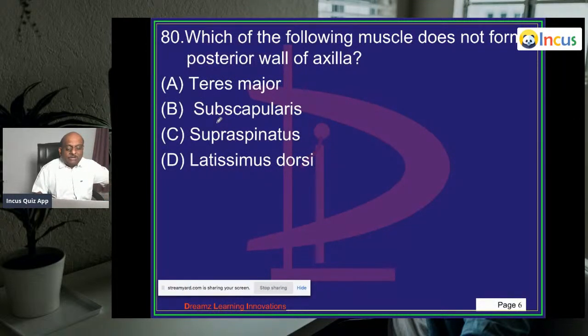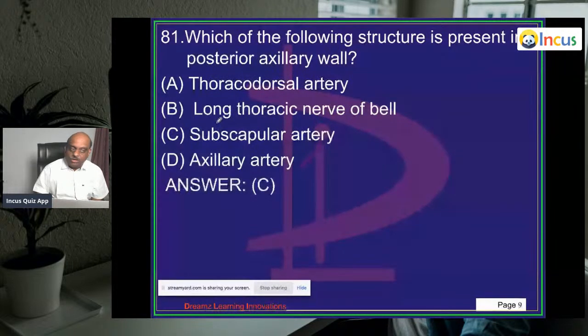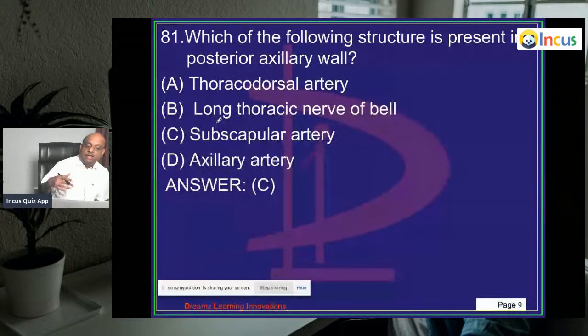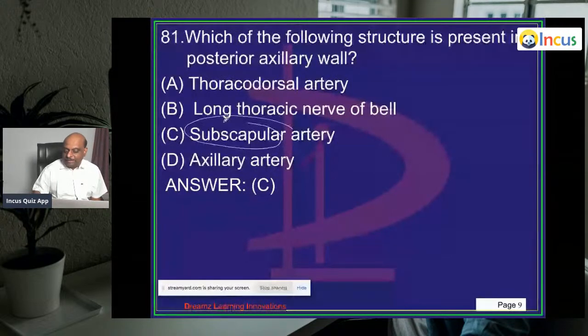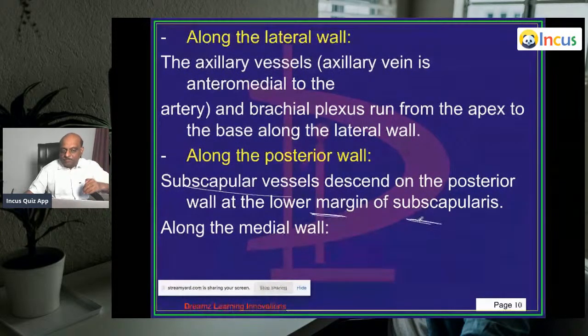Which muscle is not part of the posterior wall of the axilla? Teres major, subscapularis, latissimus dorsi, they are all the posterior part of the axilla. What is the important structure present in the posterior axillary wall? Subscapular artery. So, subscapular vessels descend along the posterior wall at the lower margin of subscapularis.